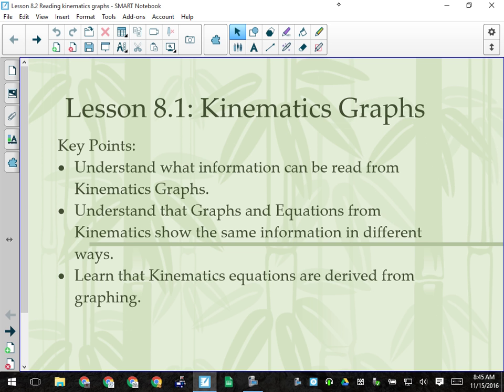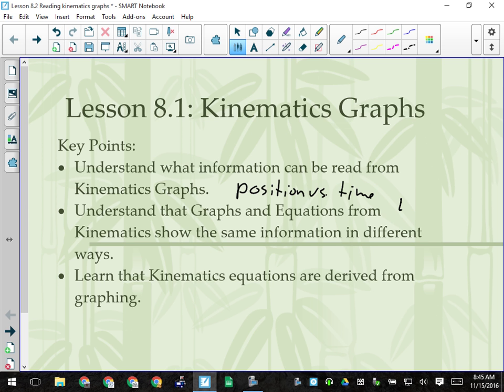So we need to understand what information can be read from the two types of kinematics graphs, and we said those two types are position versus time and velocity versus time. Understand that graphs and equations, and I still haven't given you guys a formula sheet, I apologize for that, but we haven't needed it yet.